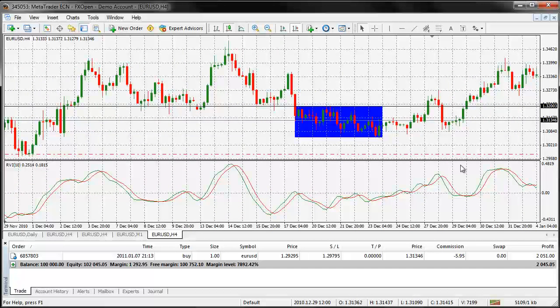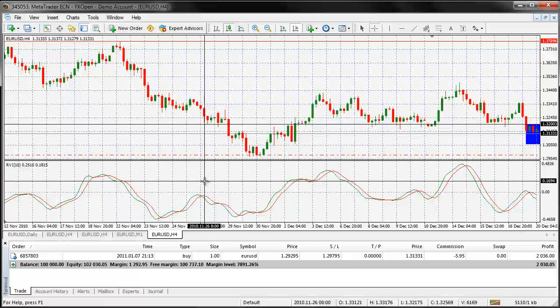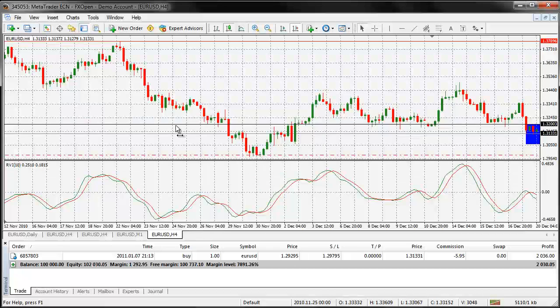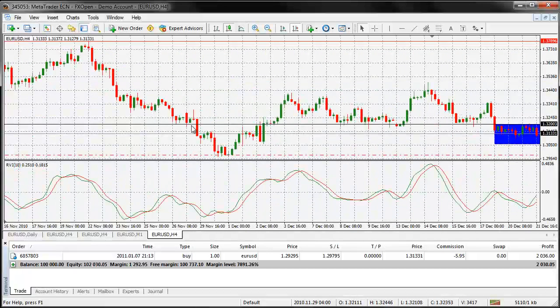Alright, and basically vice versa for a short trade. Let's take a look. Here's a short trade opportunity right here. You can see this time that the green has come under the red line, plus it's also appeared below the 0 line on the vertical scale. So there's a sell trade opportunity, and it appears right here. There's no immediate resistance or support, so that's good.